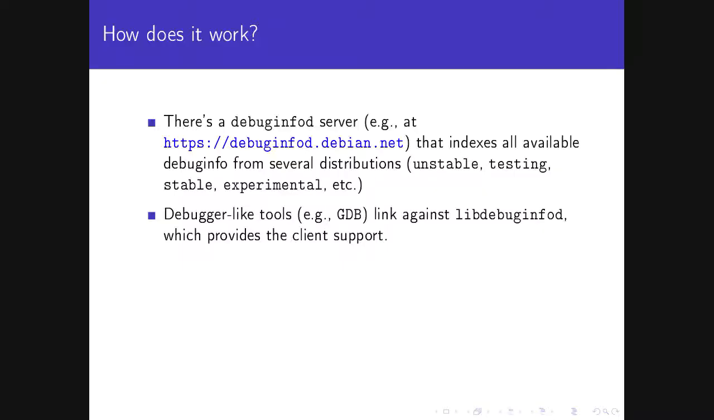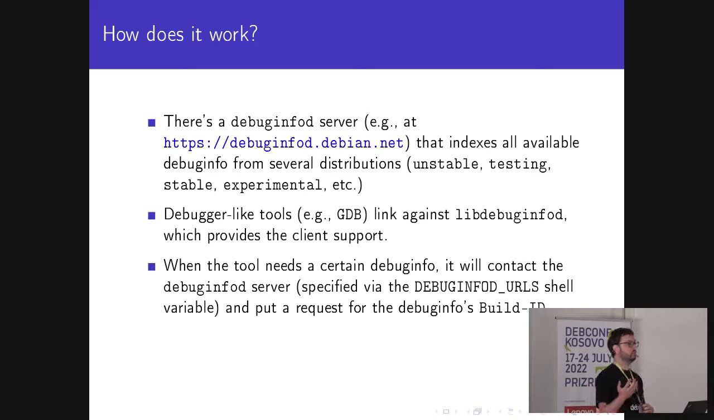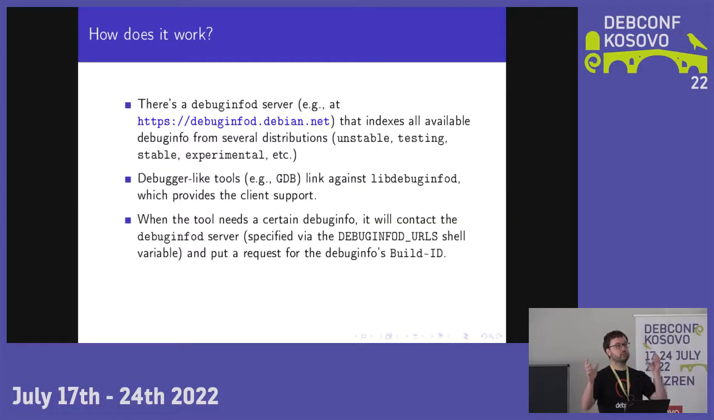And then, as I said, debugger-like tools like GDB link against libdebuginfod, which is the client side. When the tool needs a specific debug info, it will contact the server and request it. The way it does that is by requesting a specific build ID. The build ID is a hash that is generated for every object file that is compiled by GCC. And the debug info and the executable have the same build ID.